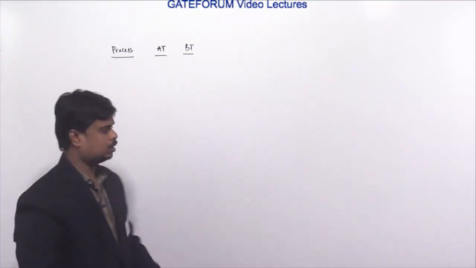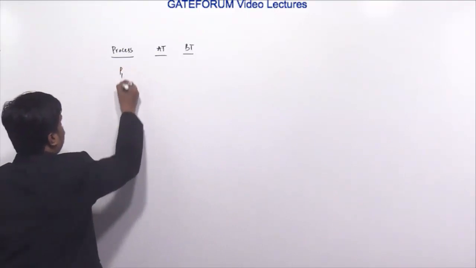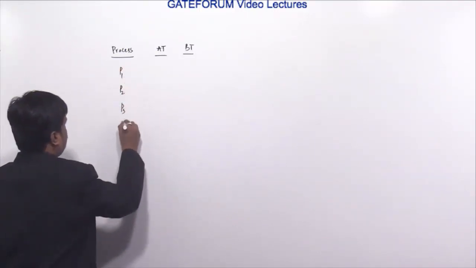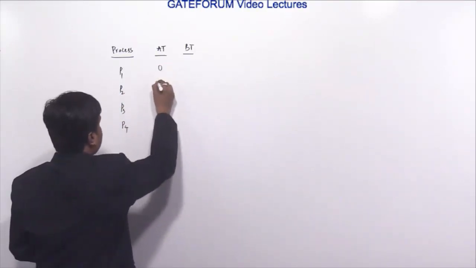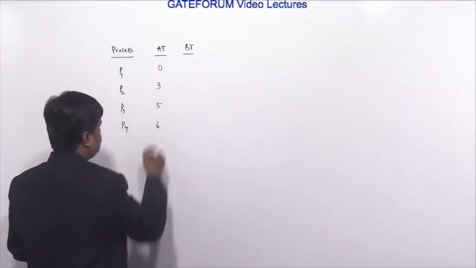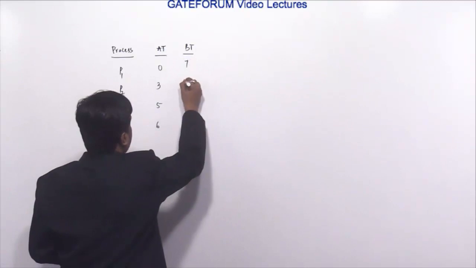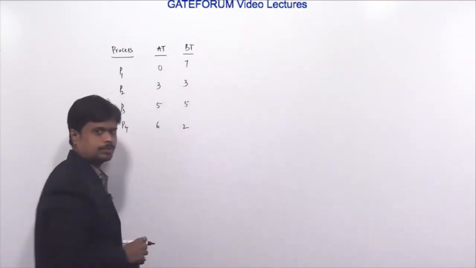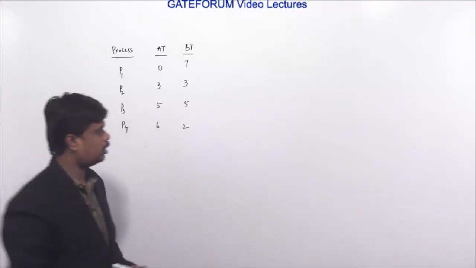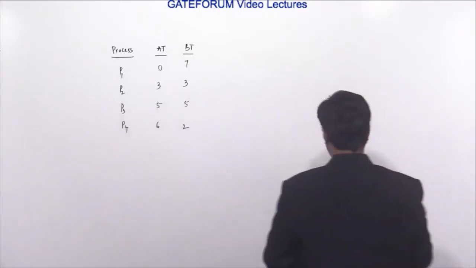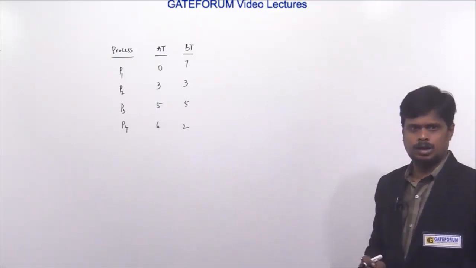Coming to the explanation for this question, we have 4 processes here: P1, P2, P3 and P4. The arrival times are 0, 3, 5 and 6, and the burst times are 7, 3, 5 and 2. Here the scheduling algorithm we are using is preemptive SRTF, which means preemptive SJF. We can also say it is the preemptive shortest remaining time first scheduling algorithm.